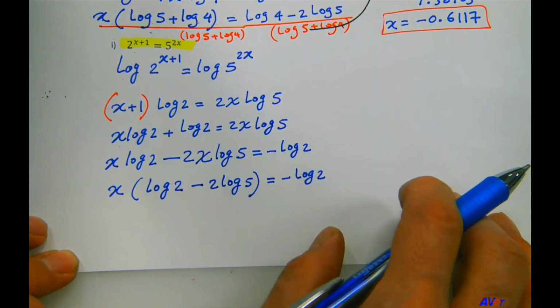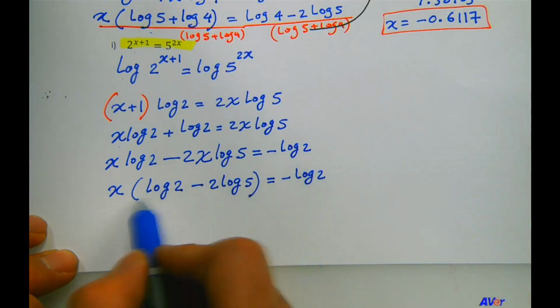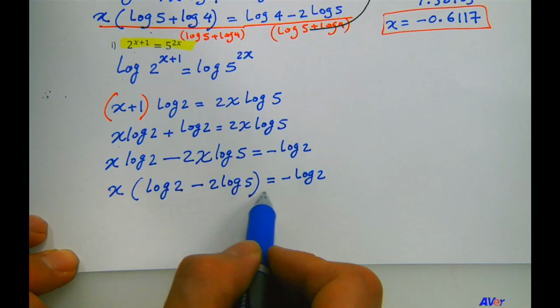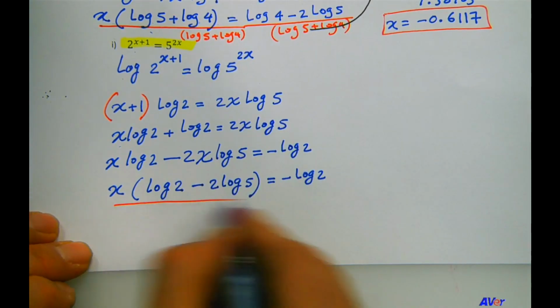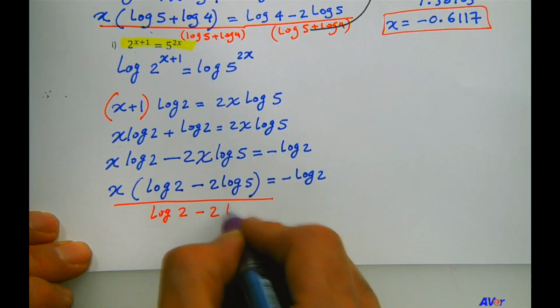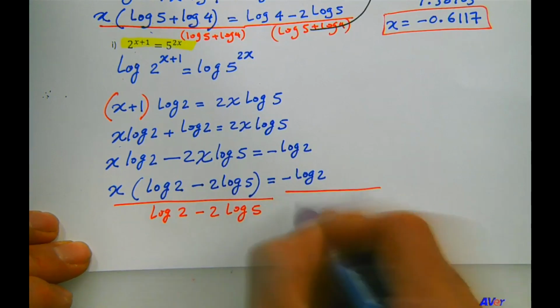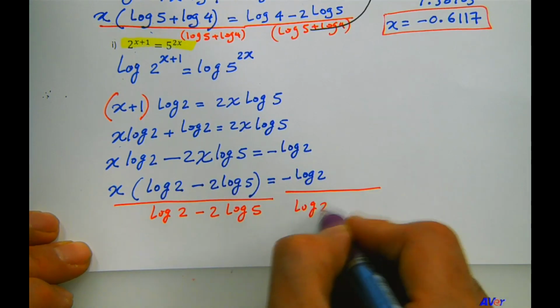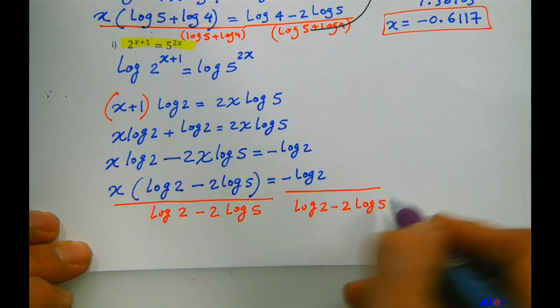Is x isolated yet? No. We have this to get rid of, right? How do we get rid of this? Well, divide both sides by all of that. Log of 2 minus 2 log of 5 divided by log of 2 minus 2 log of 5.